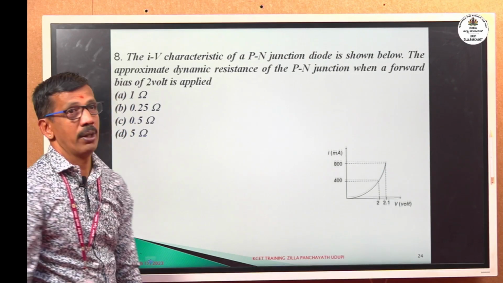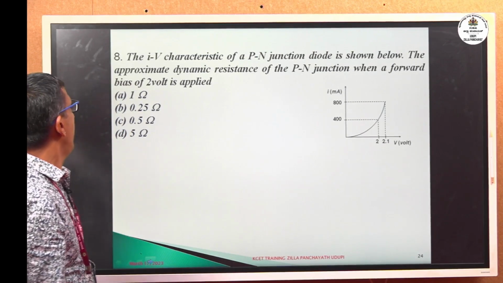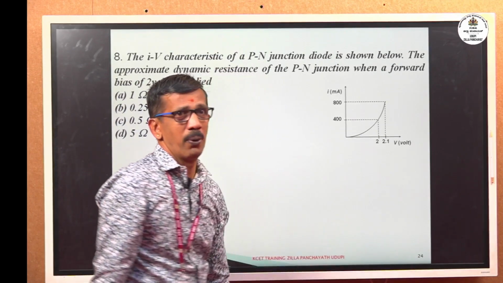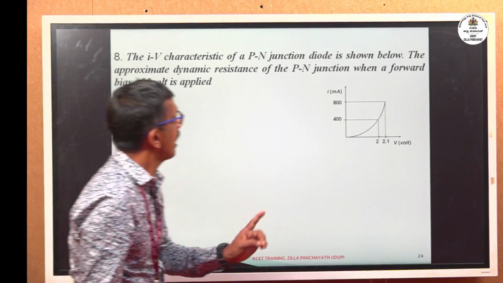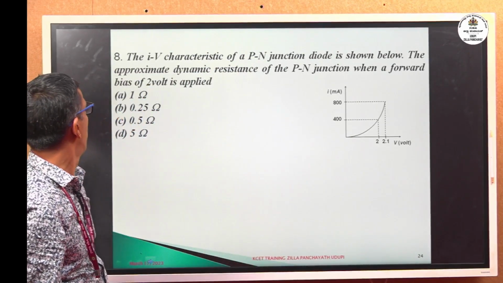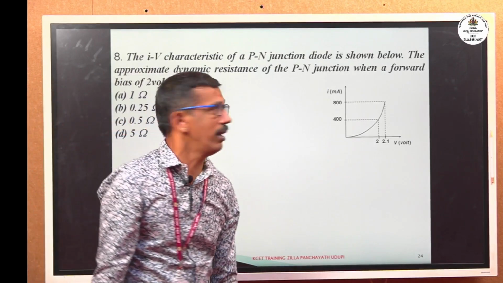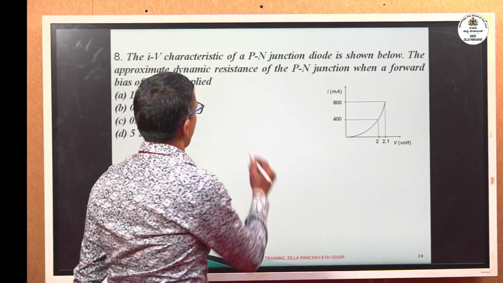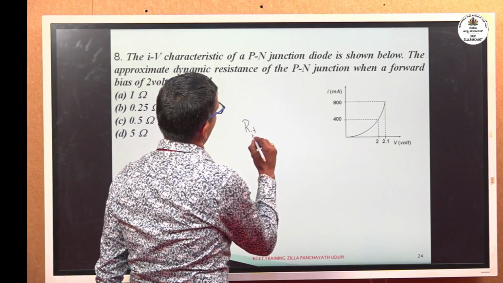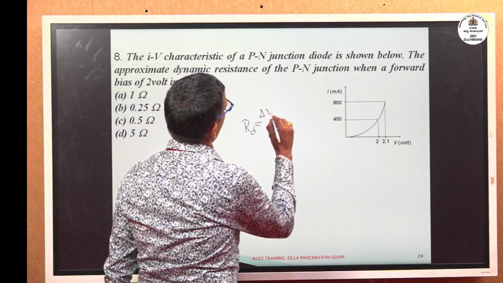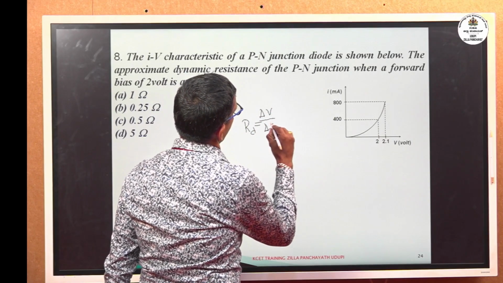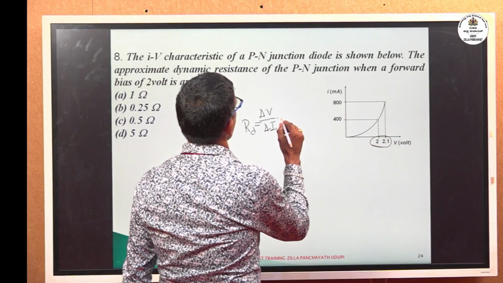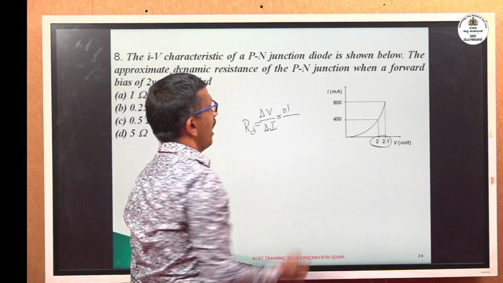Now you see the graphical question. Question number 8. The IV characteristics of a PN junction diode is shown below. Current voltage characteristics of the PN junction diode is as shown in the figure. What is the approximate dynamic resistance of the PN junction when a forward bias of 2 volt is applied? We know forward dynamic resistance is nothing but change in voltage by change in current. What is the change in voltage? 2.1 minus 2, that is 0.1. What is the change in current?